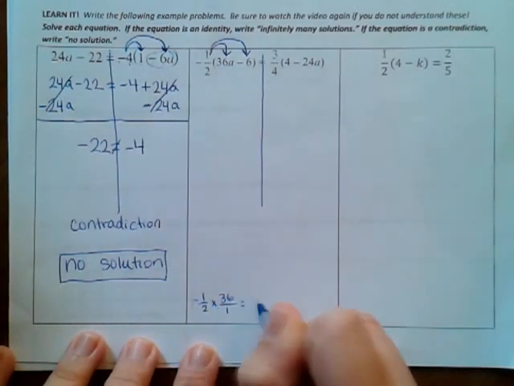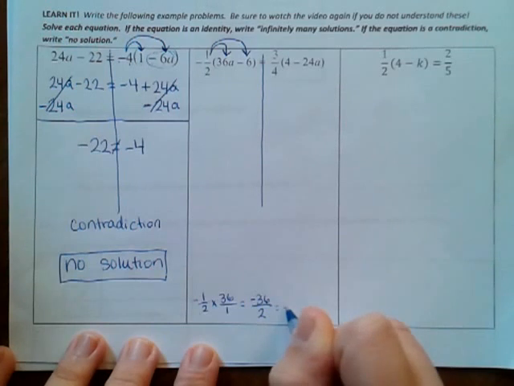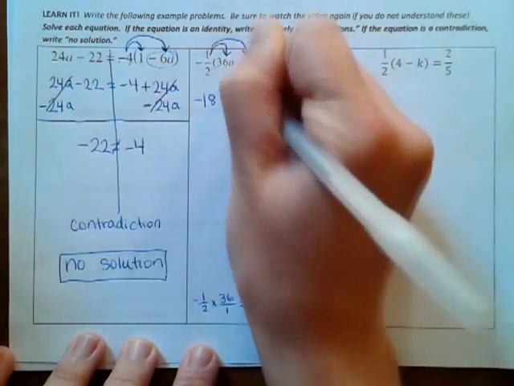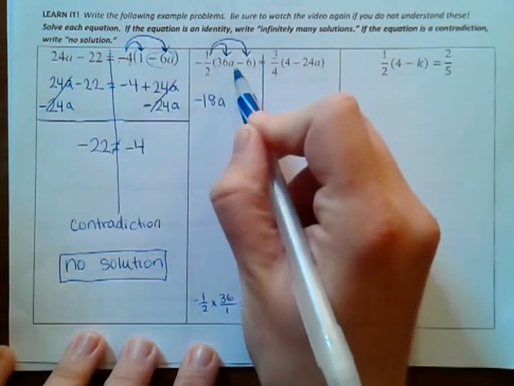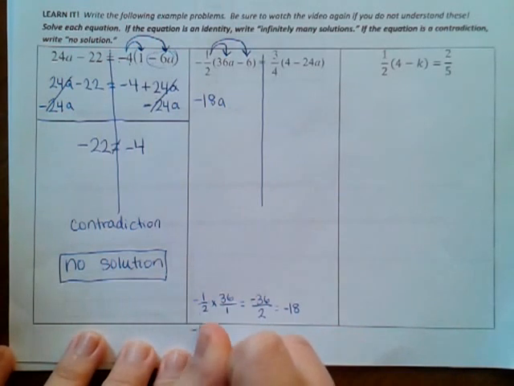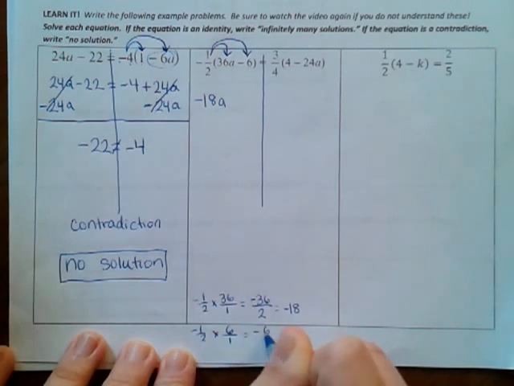Negative 1 times 36 is negative 36. 2 times 1 is 2. And I know negative 36 divided by 2 is negative 18. So I have negative 18a. Now I need to do negative 1/2 times negative 6. I'll do that down here at the bottom. So I have negative 1/2 times 6. I know there's an invisible 1 underneath the 6. Multiply straight across, I have negative 6 divided by 2, which is negative 3.